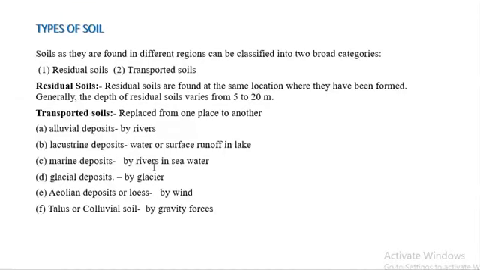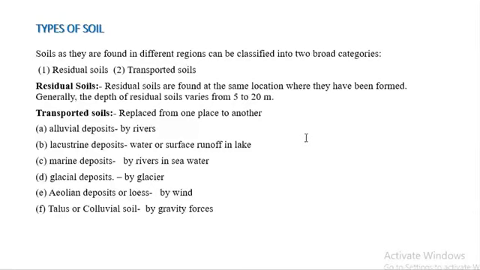Types of soil. Soils as they are found in different regions can be classified into two broad categories. First one is residual soil, second one is transported soil. Residual soils are found at the same location where they have been formed. So they have not been transported from one place to another place. Generally the depth of residual soil varies from 5 to 20 meters.